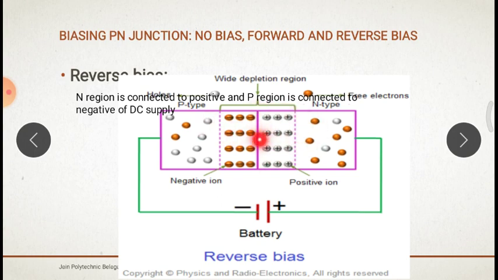As a result, resistivity increases and the width of the depletion region increases. In case of forward bias condition, the width of the depletion layer will be less. In case of reverse bias condition, the width of this depletion layer will be more.